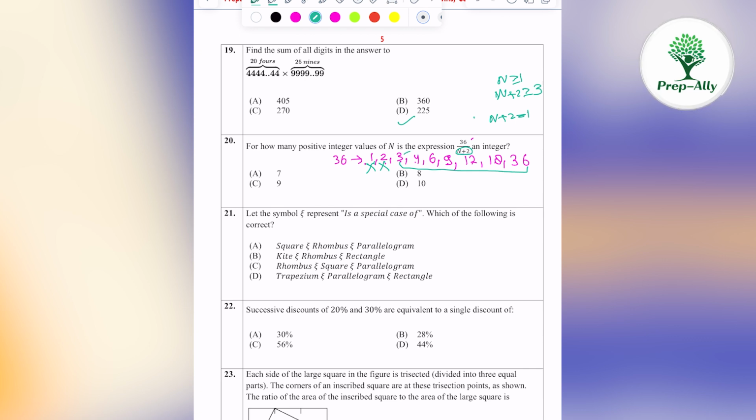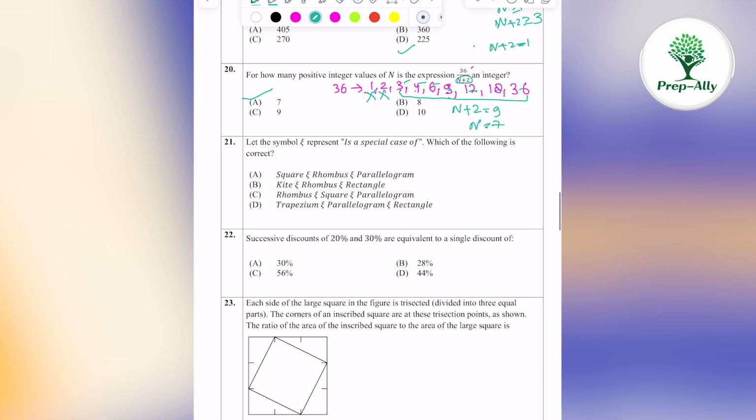So how many values are there? 1, 2, 3, 4, 5, 6, 7. So option A is the correct one. And this is the value of n plus 2. So let us suppose n plus 2 if you take as 9, it means the n value is 7. Similarly for the other ones you can also find. So total values here we are getting as 7. So option A is the correct one.